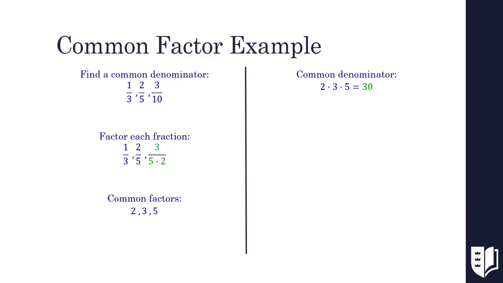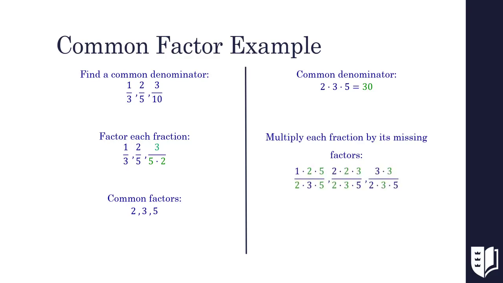Since we have the common denominator, we must now multiply each of the given fractions by its missing factors. In the fraction 1/3, we were missing the factors of 2 and 5, so we must multiply the numerator as well as the denominator by 2 and 5. In the fraction 2/5, we are missing the factors 2 and 3, so we must multiply the numerator and denominator of 2/5 by 2 and 3. The final fraction, 3 over 2 times 5, was only missing the factor of 3, so we have to multiply the numerator and denominator by only the factor of 3.